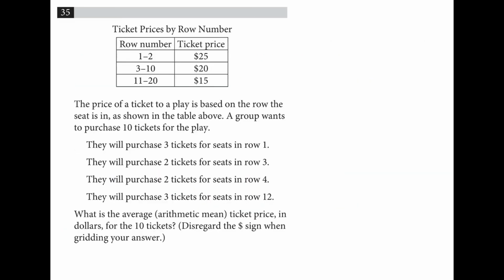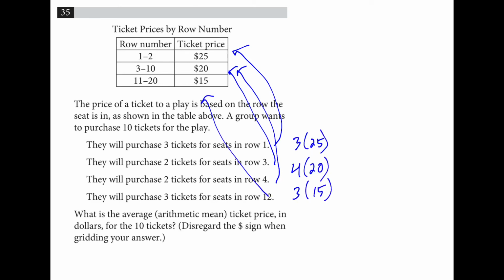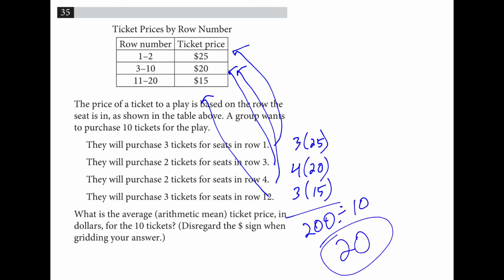We have 3 tickets in row 1, 2 tickets in row 3, 2 tickets in row 4, still this price, and 3 tickets in row 12. So we add it up like this, and our total is 200, and we divide this by how many, which is 10, and they're going to be $20 each.